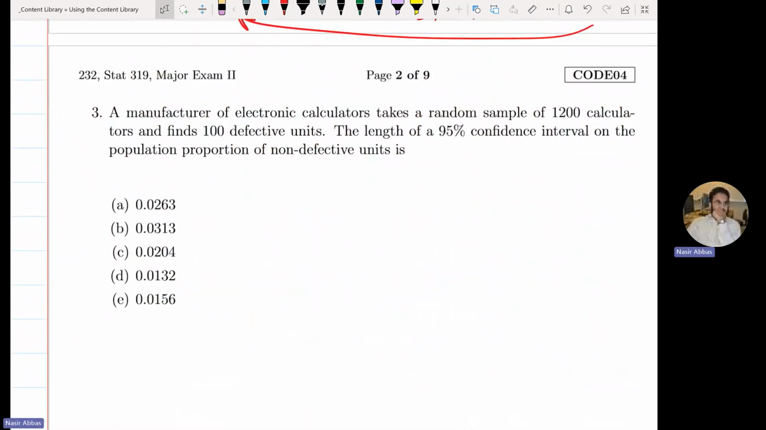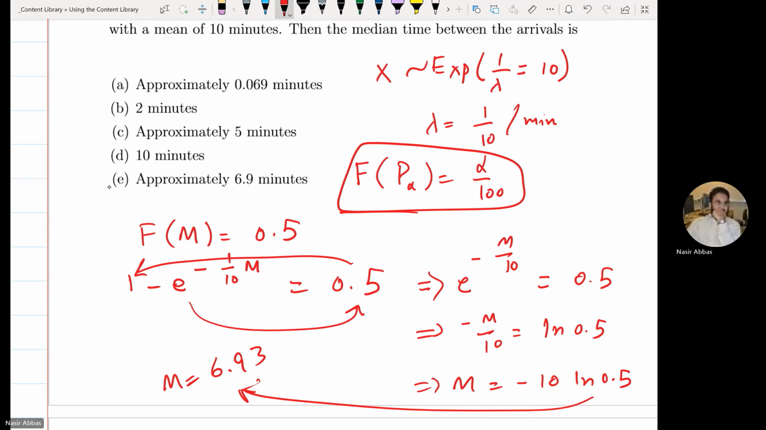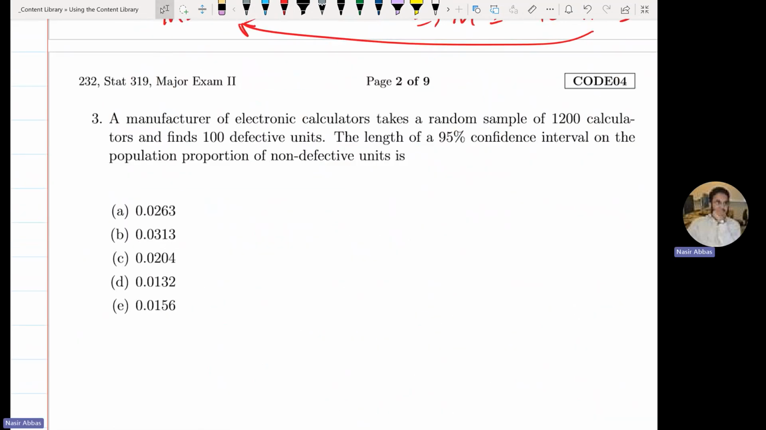Question number 3. Read this question. What was the option? Correct option? Approximately 6.9. Question number 3 says, a manufacturer of electronic calculators takes a random sample of 1,200 calculators, and he finds that 100 out of those 1,200 are defective.